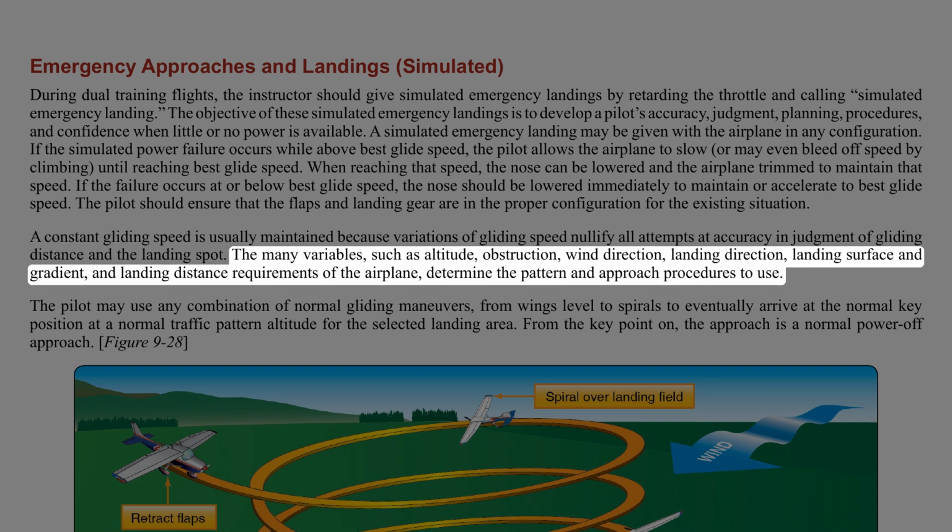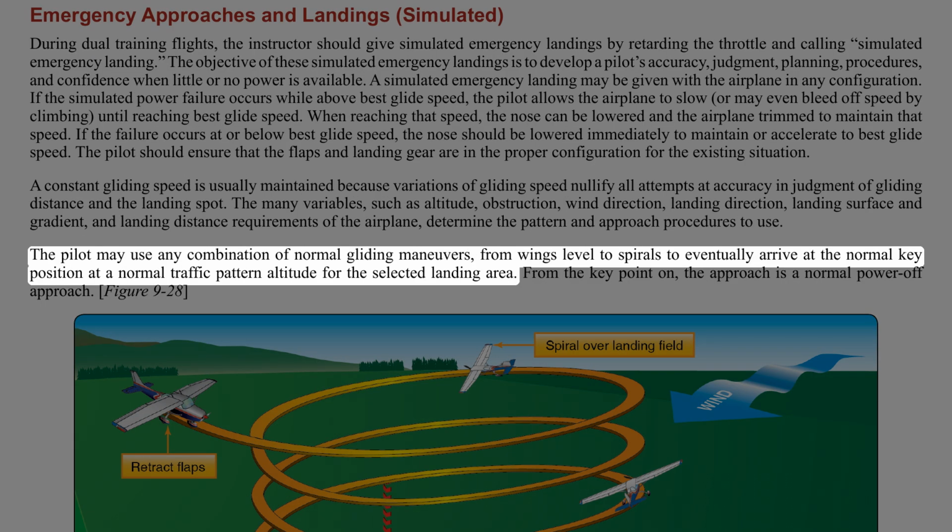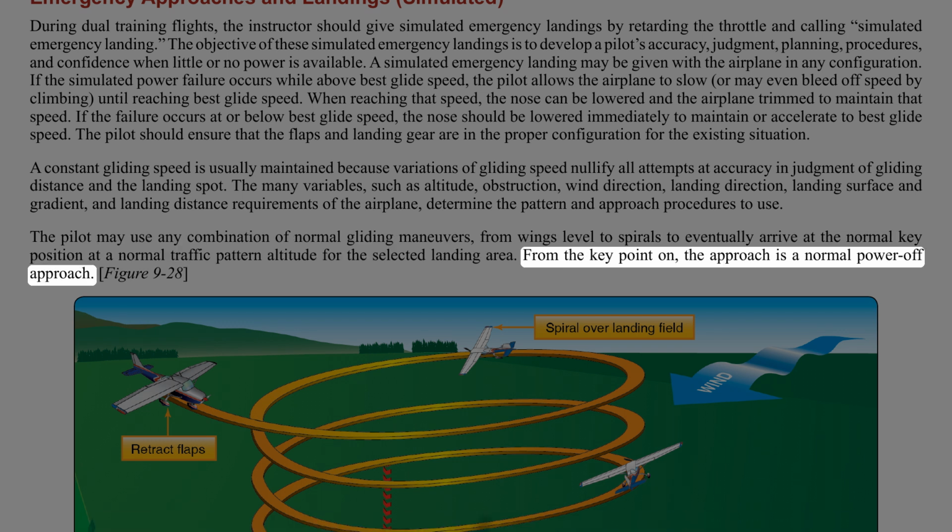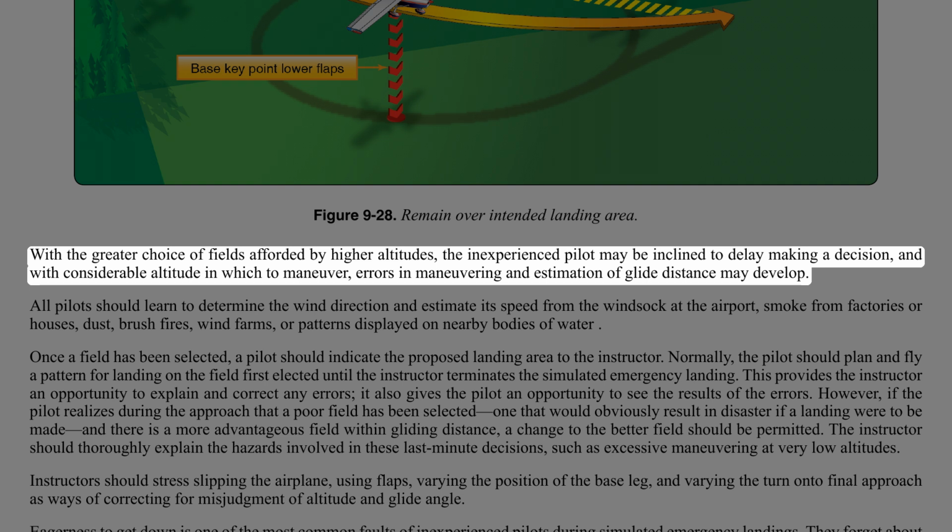The many variables, such as altitude, obstruction, wind direction, landing surface and gradient, and landing distance requirements of the airplane, determine the pattern and approach procedures to use. The pilot may use any combination of normal gliding maneuvers, from wings level to spirals, to eventually arrive at the normal key position at a normal traffic pattern altitude for the selected landing area. From the key point on, the approach is a normal power-off approach. With the greater choice of fields afforded by higher altitudes, the inexperienced pilot may be inclined to delay making a decision, and with considerable altitude in which to maneuver, errors in maneuvering and estimation of glide distance may develop.